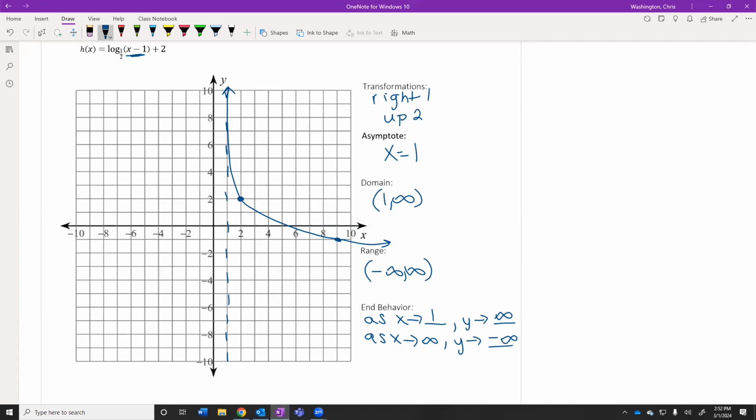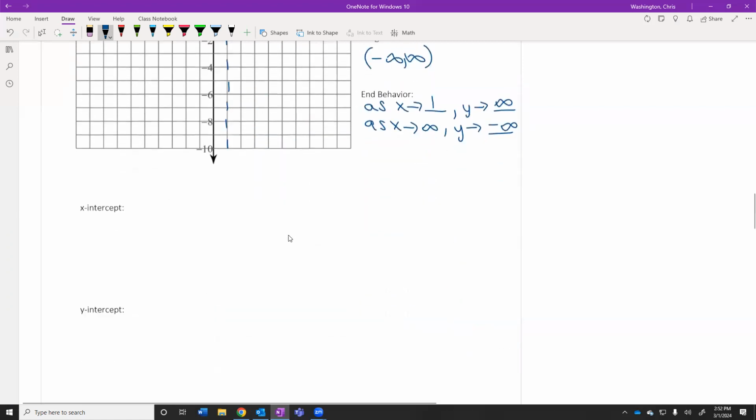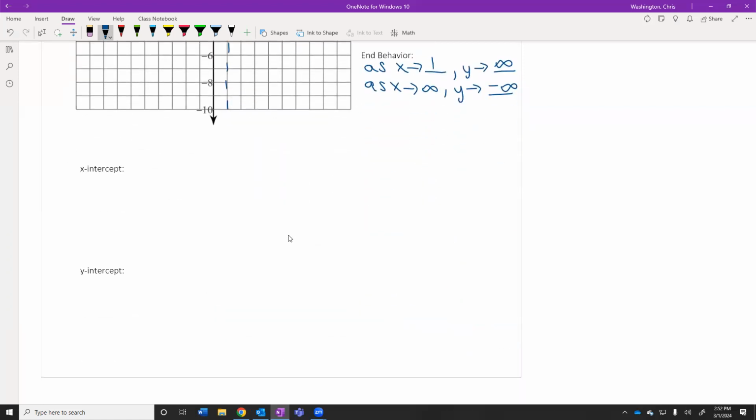How do we find the x and y intercepts? The same way. Looking at my graph, it looks like it's close to 5. I didn't plot that point. Maybe it was exactly 5. I'm not really sure. I didn't plot that point, so it's hard for me to tell that it's exactly 5. So I would need to set the equation equal to 0 and solve for x. So log base 1/2 of (x - 1) + 2 = 0.